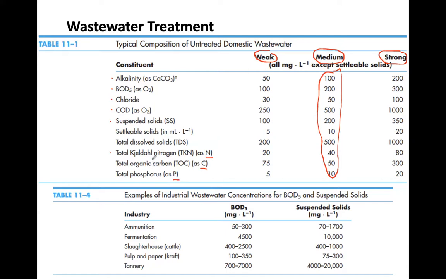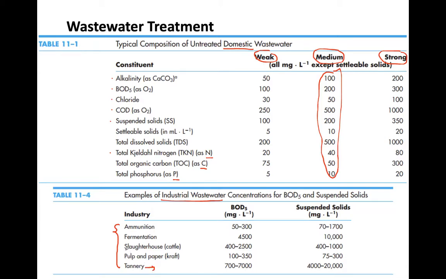So as I said, the wastewater also strongly depends on the source from it. And this is mainly the domestic wastewater. So most of them are coming from the households, right? But in terms of the industry, it really depends on which industry we're talking about. So this is industrial wastewater concentrations. So it's listing a few industries. So we can have the ammunition, fermentation, slaughterhouse, pulp and paper, and tannery, right? Where people make leather, right?